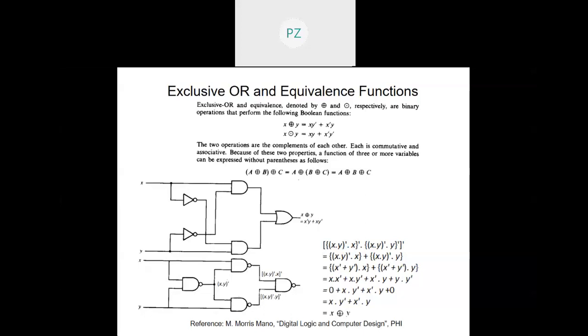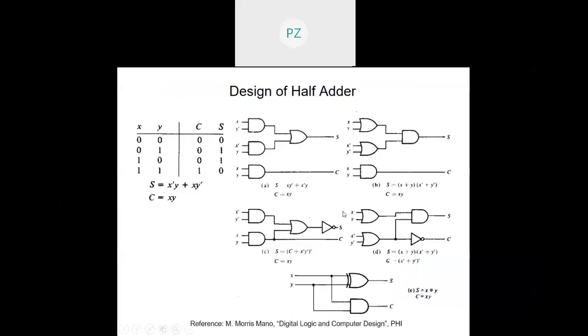So after having seen this slide, let us now move on to the design of a half adder. First, we will see the half adder, and then we will see how the half adder is different from a full adder. So this is the truth table. Essentially, if I'm not taking the carry in as one of the inputs, it will become a half adder. So it is essentially x plus y.